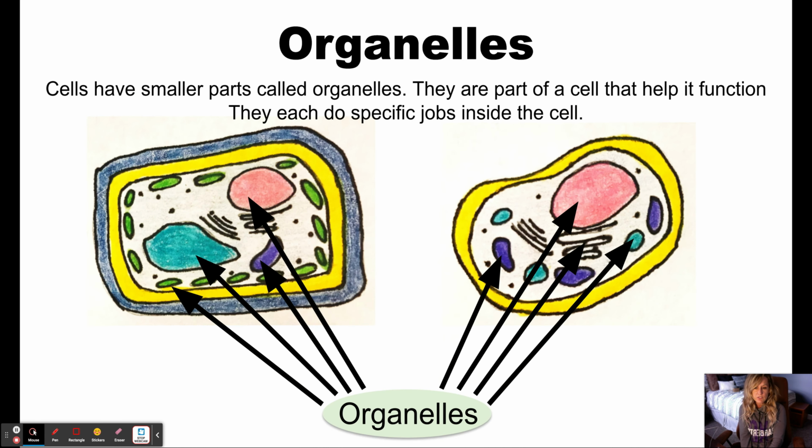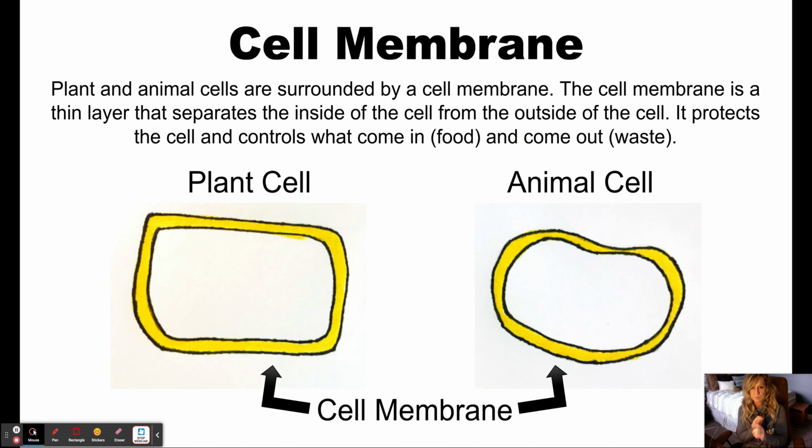All right, so within a cell, there are smaller parts called organelles. They are parts of the cell that help it function. They do specific jobs inside the cell. So we call them organelles. Just like when we are talking about the organs of your body, those are the smaller parts that help your body function. The organelles are like mini organs of the cell. Each one has a specific function. So within the cell, we call them organelles.